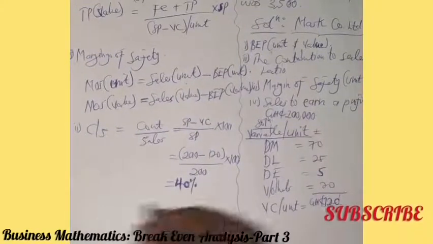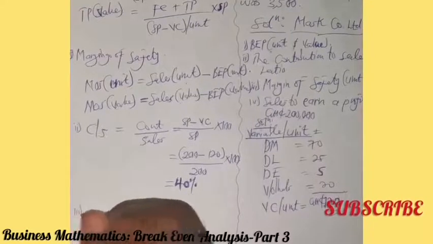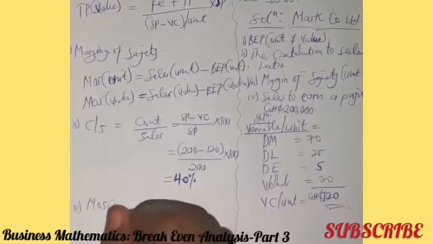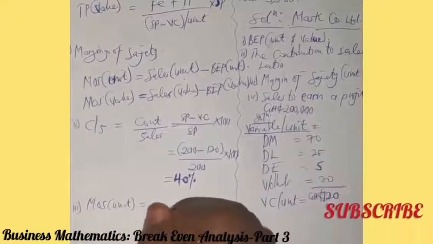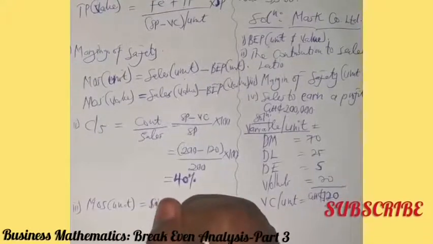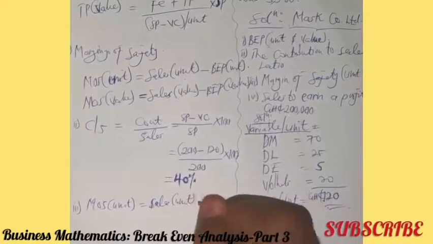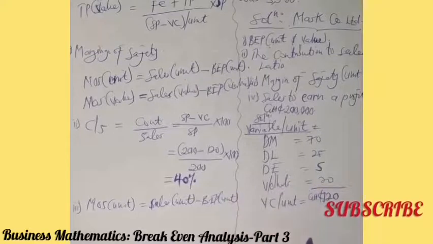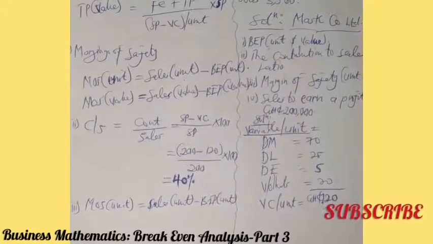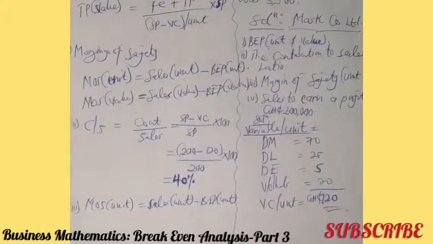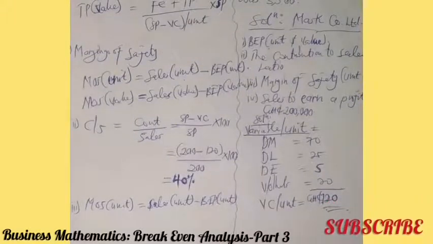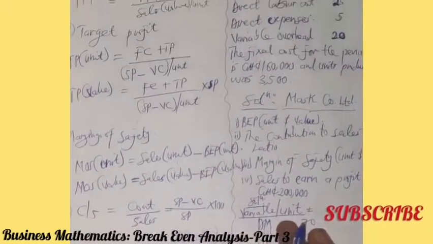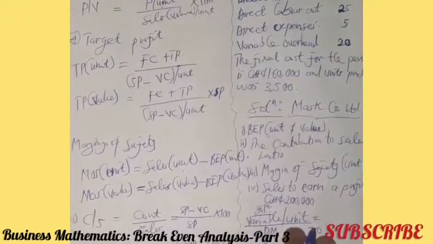Then your MOS, your margin of safety. Margin of safety in terms of unit is equal to your sales in unit minus your break-even point in unit. But have we calculated our break-even point? We haven't done that, so with that we can do it. So with my calculator, I can say that break-even point in unit is equal to my fixed cost. I know my fixed cost from the question. My fixed cost given in the question was 160,000, right?